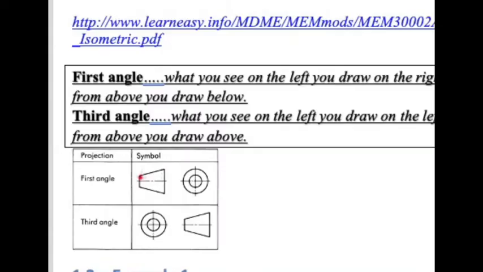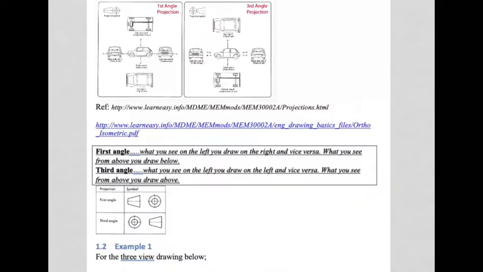Here it is. This depicts a little bucket, as we call it, or a frustum, and the way these two are orientated reminds you of the first angle projection. What you see on the left would be 2 circles, the inner circle depicting the top of the frustum and the bigger circle depicting the bottom. And what you see from the left, you draw on the right, and that is first angle.